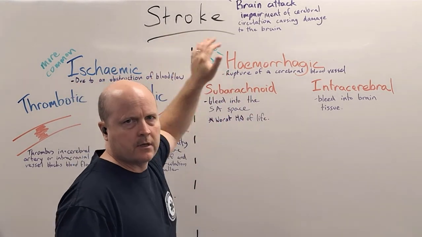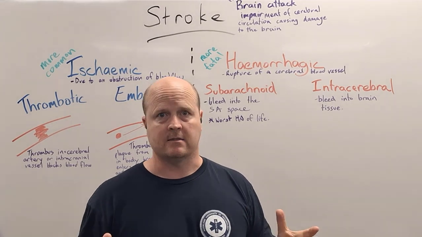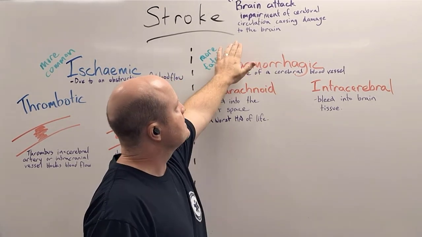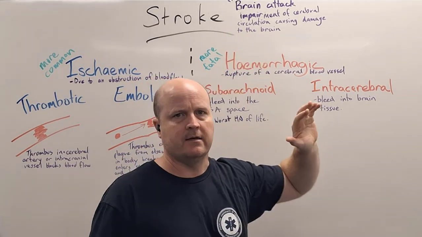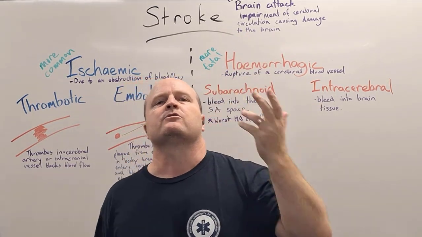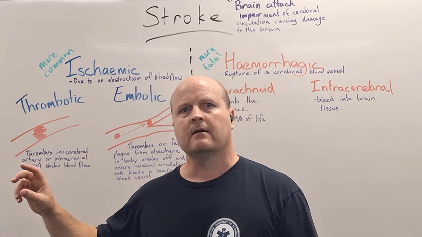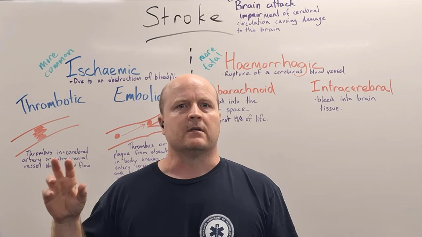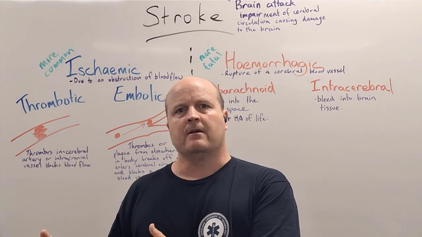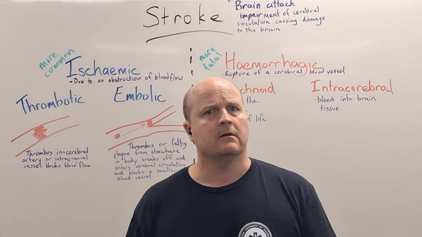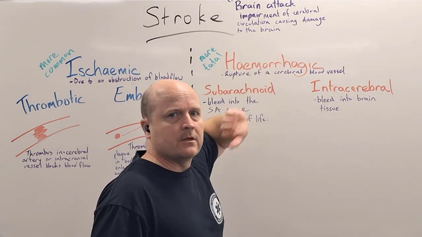So what is a stroke? You can think of a stroke as like a heart attack in your brain, or a brain attack. It's an impairment of cerebral circulation causing damage to the brain. The difference between a stroke and a TIA, a transient ischemic attack, is that with a TIA the symptoms are going to disappear within 24 hours. So no permanent damage in the brain, whereas with a stroke, the brain is going to be damaged.